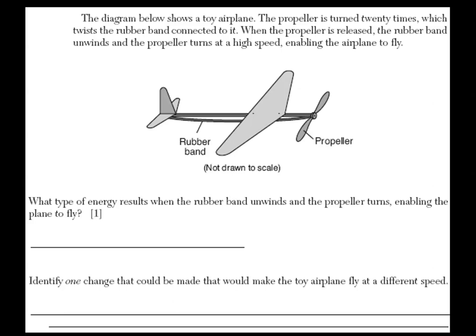Well, good morning, everybody. Let's get back to our energy picture. So we have a diagram right here of an airplane, the kind of toy airplane that has a wind-up rubber band. You wind that rubber band up as you spin the propeller, and then you let it go. When the propeller is released, the rubber band's going to unwind, the propeller is going to turn really, really fast, and the plane is going to fly. Or at least that's what should happen.